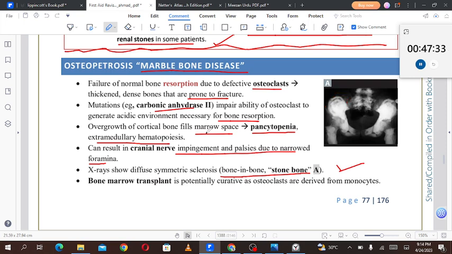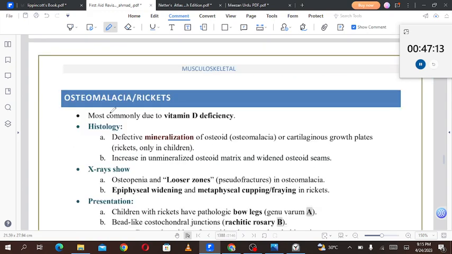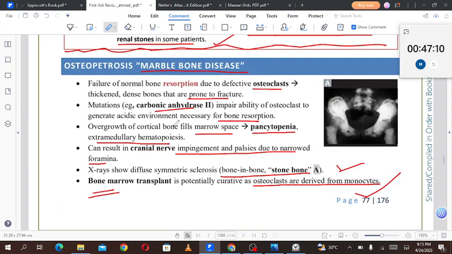Bone marrow transplant is potentially curative, as osteoclasts are derived from monocytes. If we do the bone marrow transplant, we are giving the precursor to the monocyte, so osteoclasts can be reformed. And remember that the transplanted bone marrow will contain monocytes which do not have the mutation that is causing the disease in the first place.